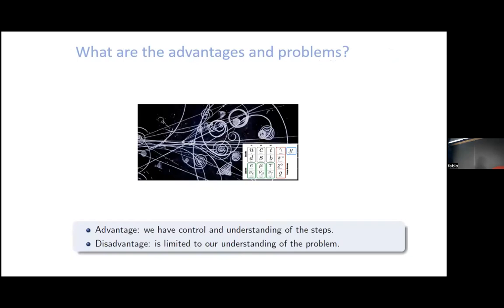What are the advantages and the problems related to this approach? Well, the advantage is that you have full control and understanding of all the steps you are doing. You do the math, you have learned the math, and you have full control of what you're selecting and the law you are formulating. The big disadvantage is that this process is limited to your understanding of the problem. And if you want to be philosophical, to your sense of beauty in formulating a physical law. Okay?